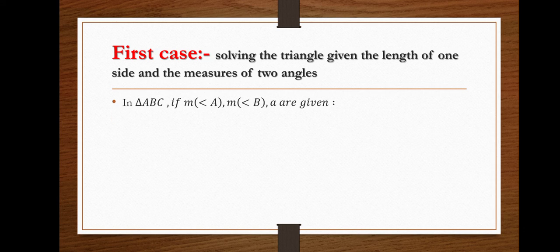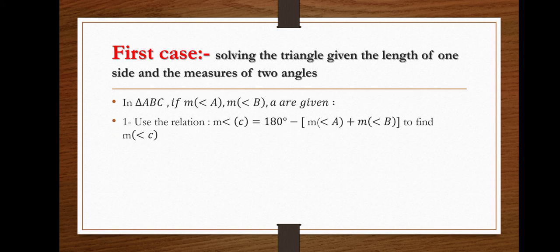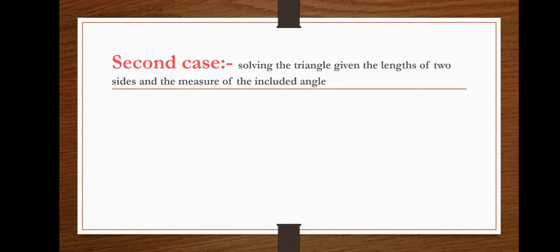In triangle ABC, if the measure of angle A, the measure of angle B, and a are given: First, use the relation measure of angle C equals 180 minus (measure of angle A plus measure of angle B) to find the measure of angle C. Number 2, use the law a over sine A equals b over sine B equals c over sine C to find b and c.